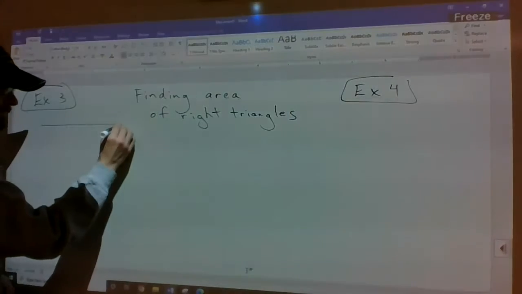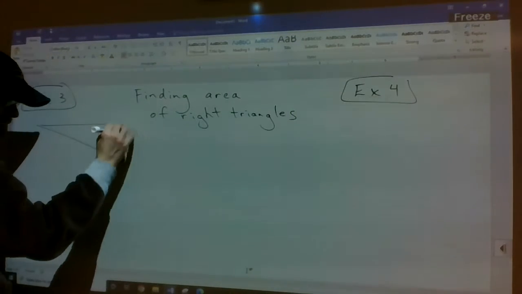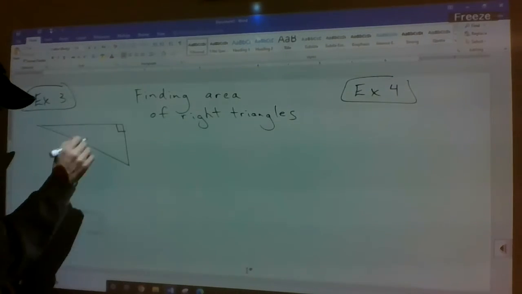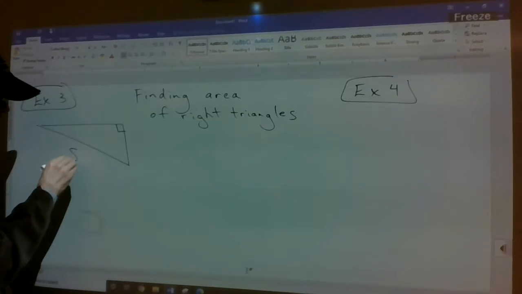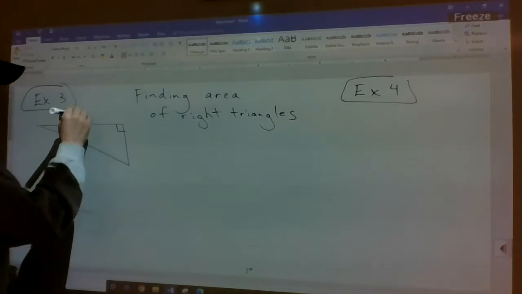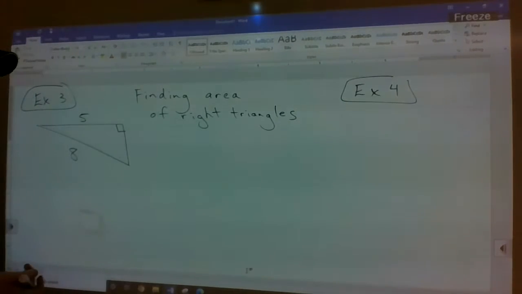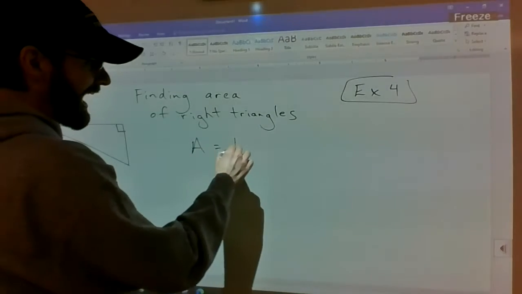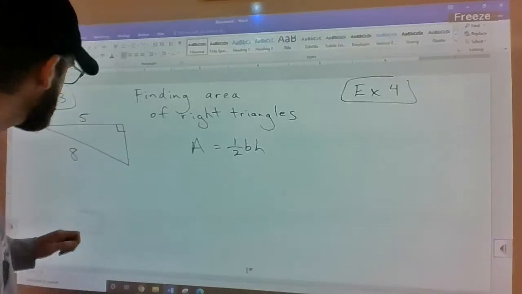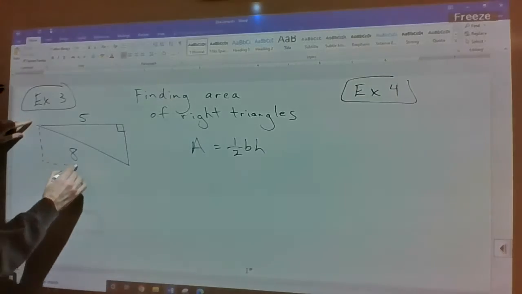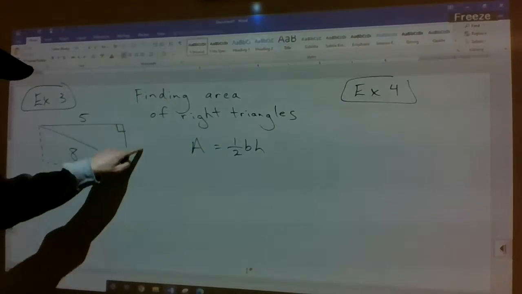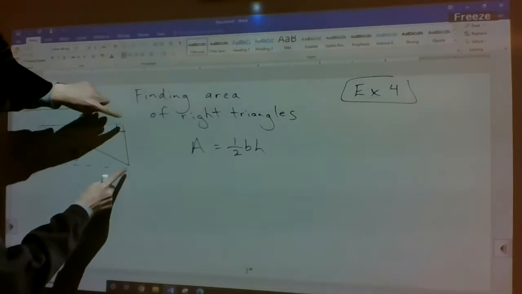So our first one over here, I'm going to give you guys as, we'll say this side is 8. This side right here is 5, and we just don't know what this side is. Now the area of a triangle is given by the formula half base times height. And I think it makes a whole lot of sense when you talk about a right triangle in terms of half a rectangle. See what I'm talking about? The area of a rectangle is length times width.